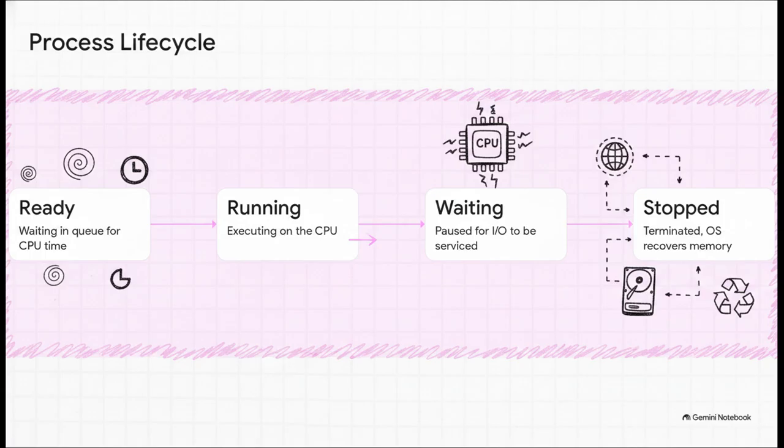Now, if it needs to wait for a network request or a disk read, it steps over to waiting. Once it's finished, or if it's terminated by an error, it hits the stopped state, where the OS recovers its memory. Grasping this flow is totally critical for understanding how an OS manages resources securely.